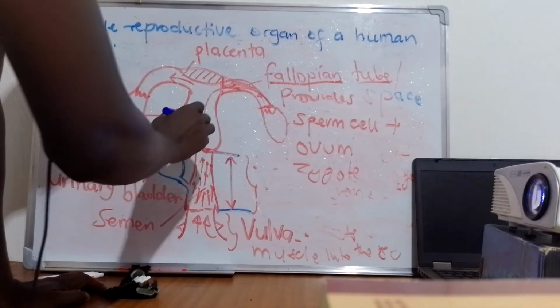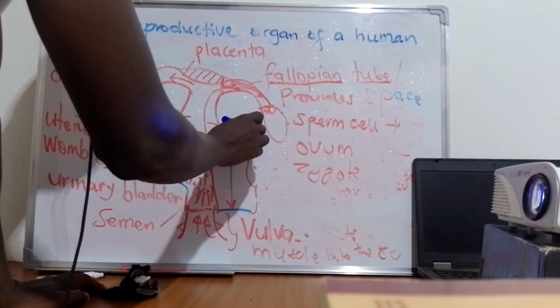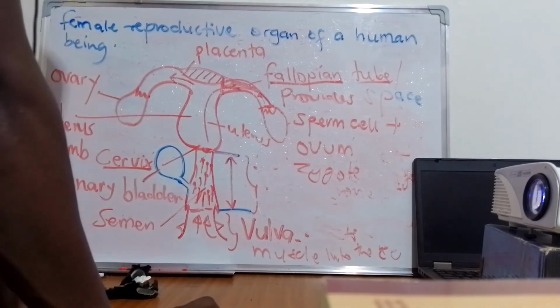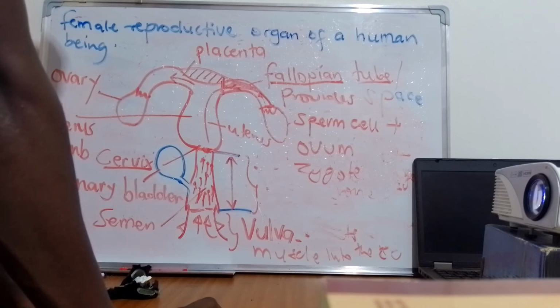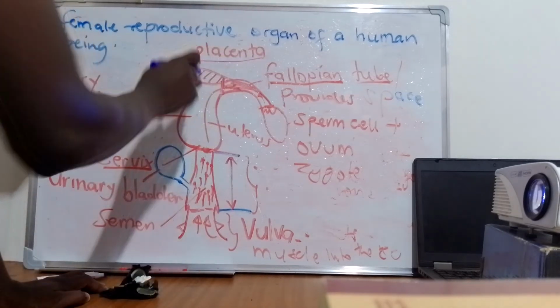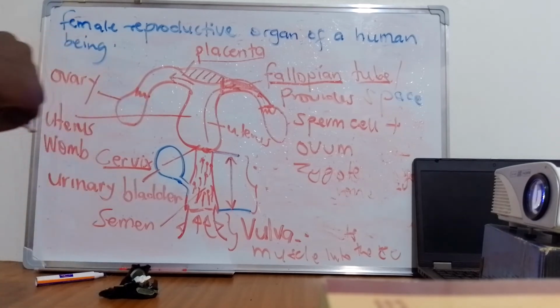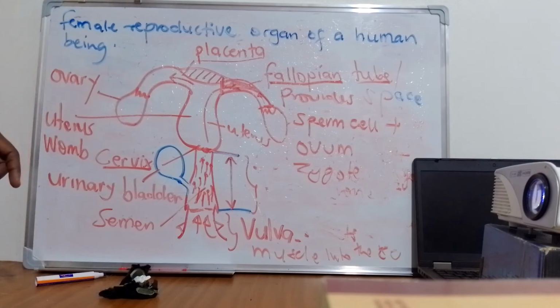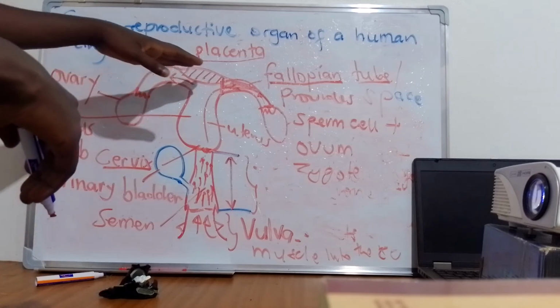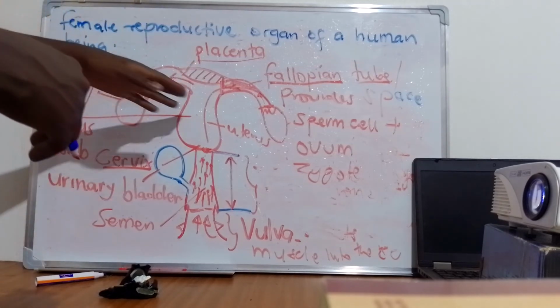The uterus, or what we call the womb, provides space from which the baby grows until it is produced, until delivery. That's the major function of the uterus. This part called the placenta separates the blood of the mother from the blood of the baby. It's the reason why we say the blood of the mother does not mix with the blood of the baby.